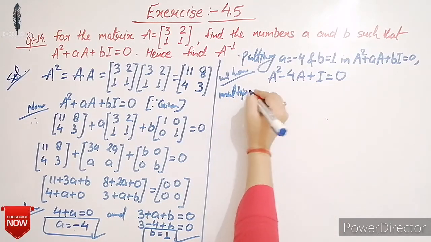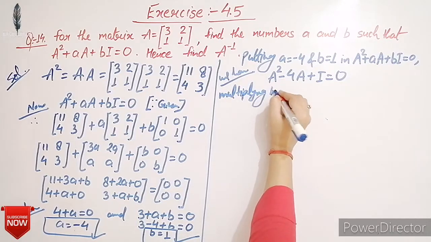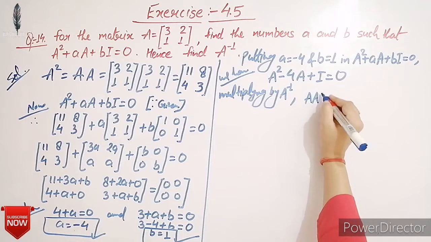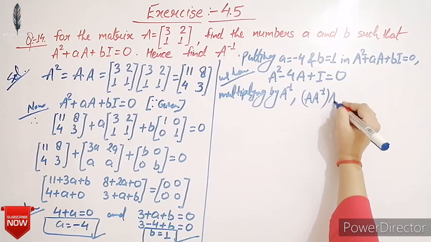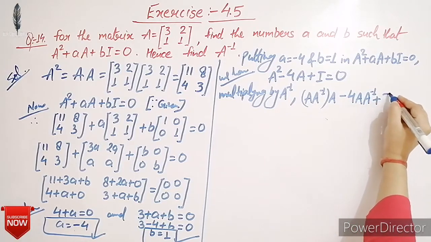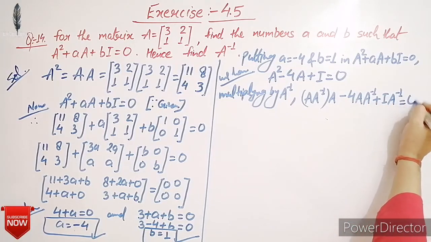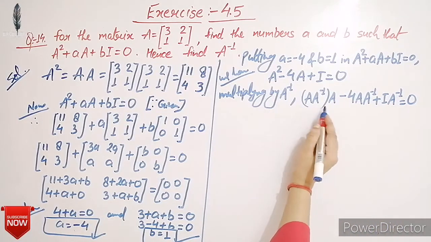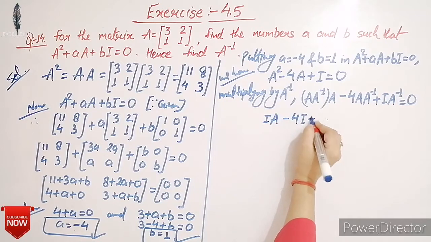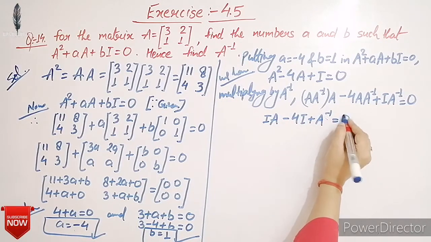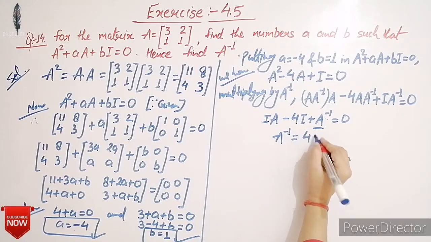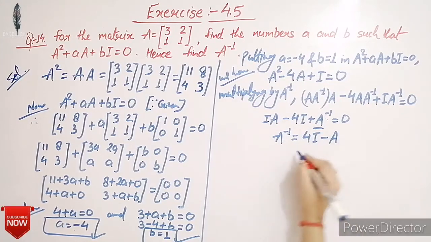Multiplying by A inverse, we have A inverse into A squared minus 4 A into A inverse plus I into A inverse equals 0. So here we have A inverse A equals I. So here IA minus 4I plus A inverse equals 0. To find A inverse, A inverse equals 4I minus A.